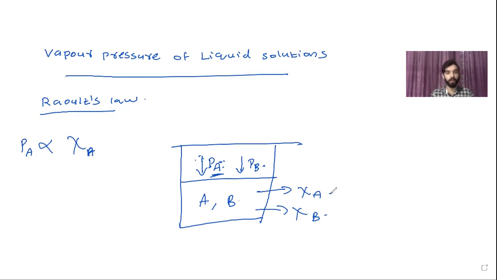So if there is a greater number of moles of A in the solution, more of A will go to the vapor phase, so the partial vapor pressure of A will be more. That is the logic. To change the proportionality to an equation, we always put in a constant, right? So the constant here is P naught A, and the relation is P of A equals P naught A into chi A. What is P naught A? P naught A is the vapor pressure of pure A, the pure component A.